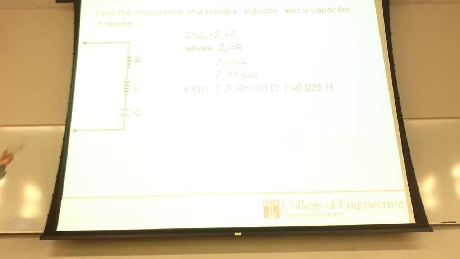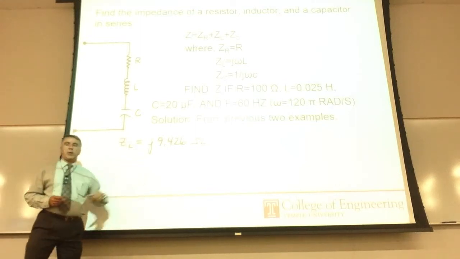Now, using the units that we have used before, find Z if R is equal to 100, L is 0.025 henry, the capacitor is 20 microfarads, and the frequency is 60 hertz. Everything that you have done in the previous examples, you already have the answers. So the next thing is, what is ZL? In this case, from before, ZL was 9.426 J, or J 9.426. We put the J behind because we want to do what?